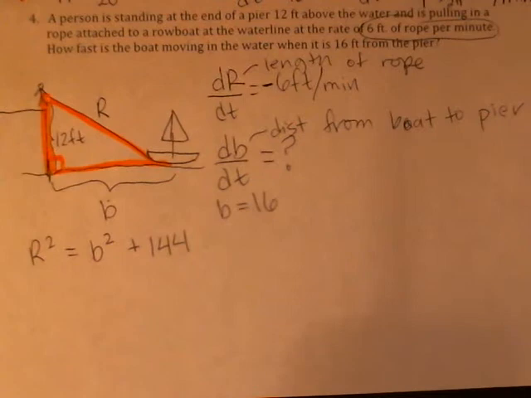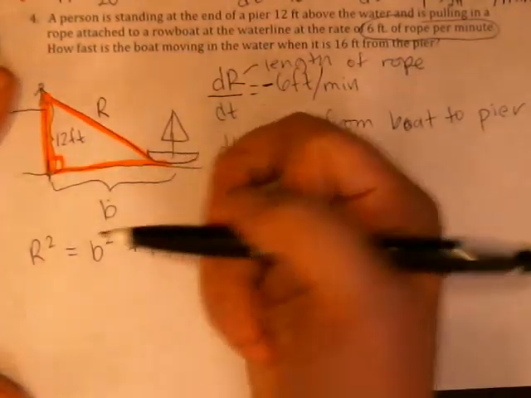So at this point you have two choices. One is just go for it, take the derivative with respect to time. The other is, since we are looking for dB/dt, you could solve for B up front if you want to. So it's up to you. I'm going to go for it with just taking the derivative.